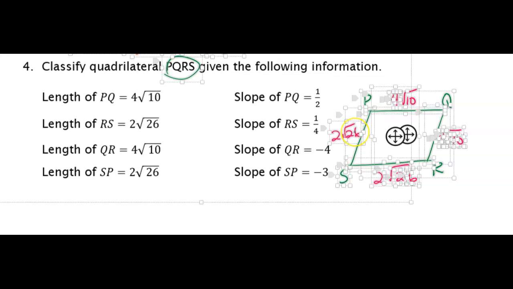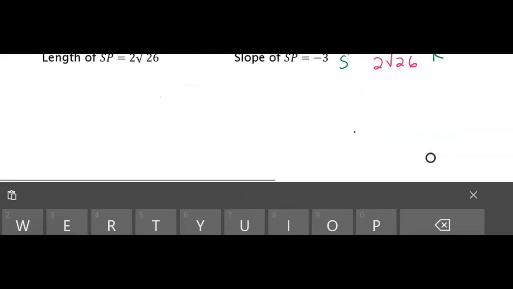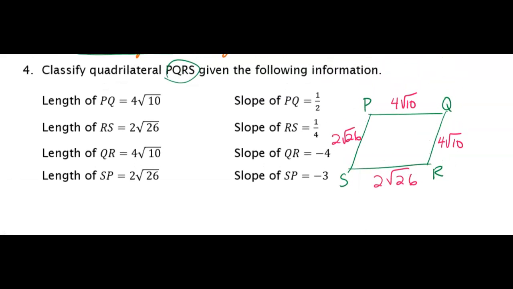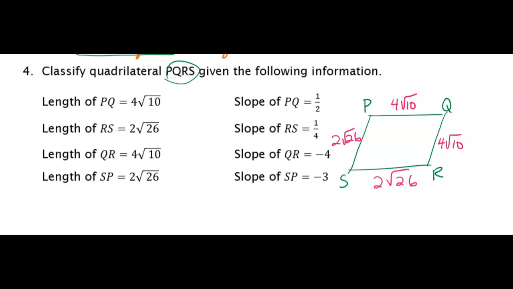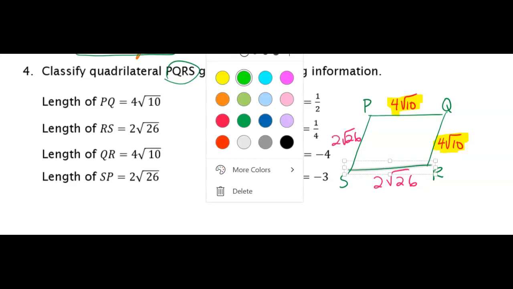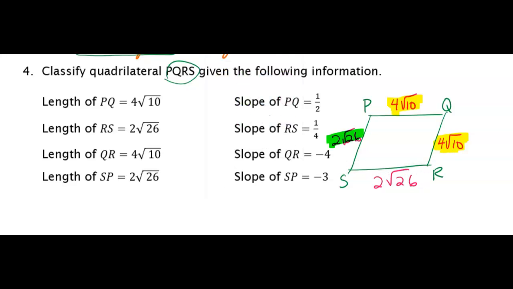So just by looking at the sides that are labeled, I can already tell you that this has to be a kite. And the reason is because I have the consecutive sides that are the same. So the 4 square root 10s are the same, and they're next to each other. And the 2 square root 26s are the same, and they're next to each other. Kite is the only shape where that happens.